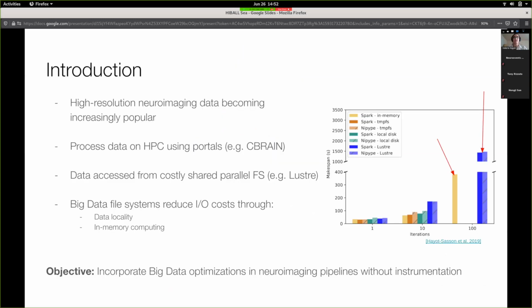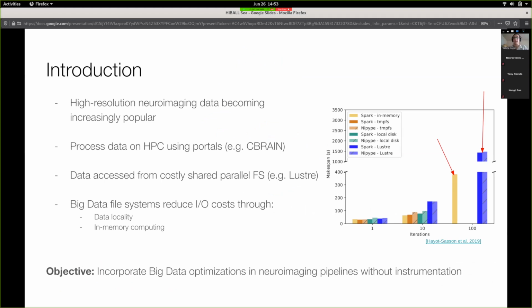So our workflows are more data intensive, and what usually happens is we end up using high performance computing resources, or we go through a portal like CBRAIN, which connects you to a high performance computing resource. And these clusters typically leverage a shared parallel file system, which means that when you want to interact with your data, when you're on your compute node, you have to make a request to a server, a storage server.